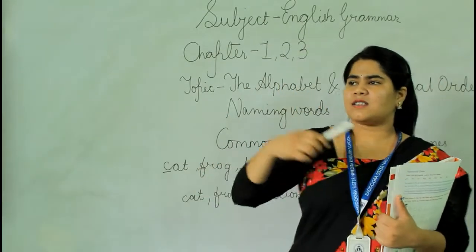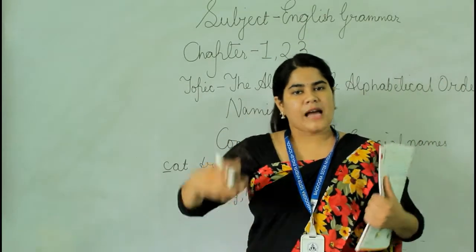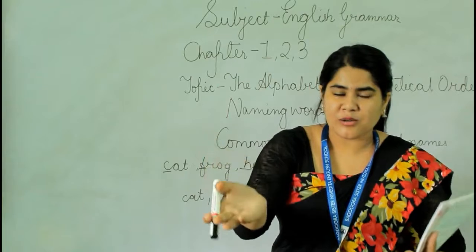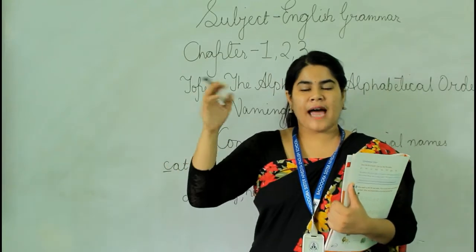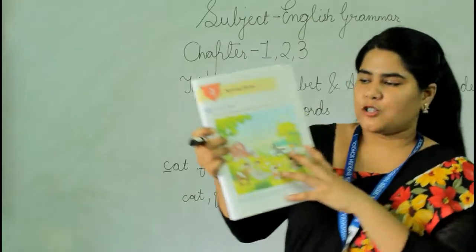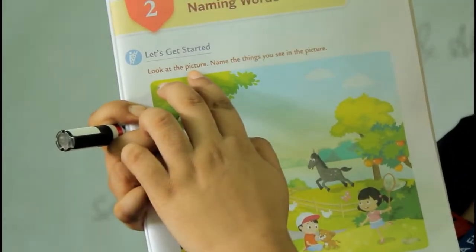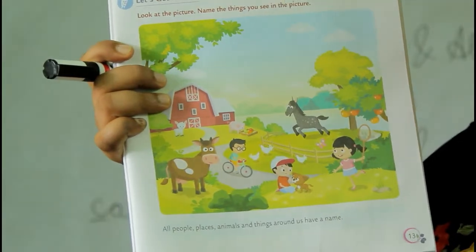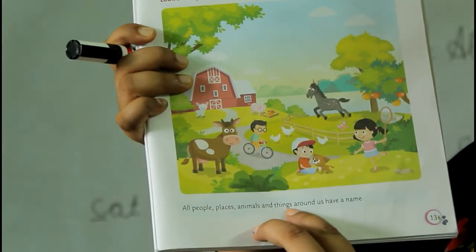Okay. Everything has a name. I also have a name. You also have a name. Your mother... Over here, look at the picture. Name the things you see in the picture. All people, places, animals and things around us have a name.